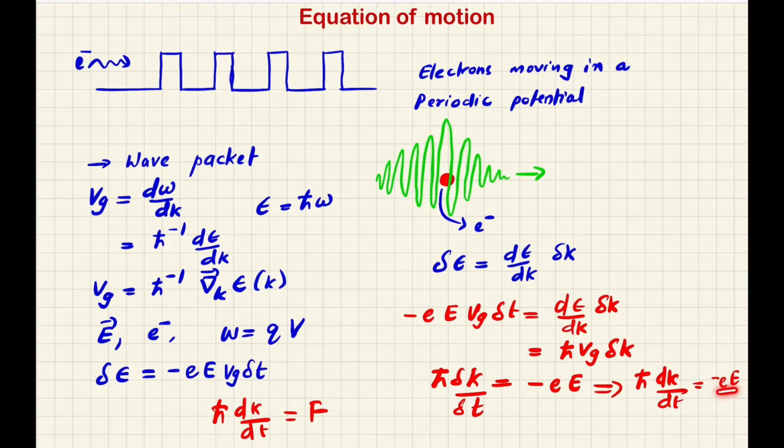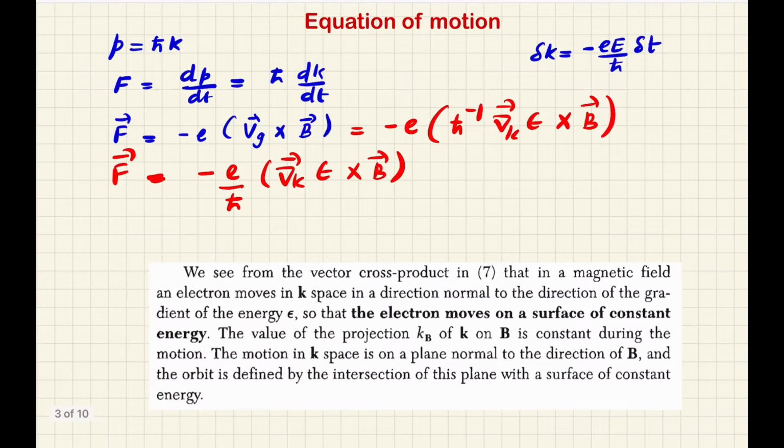So you can write h cross dk by dt as the force. What we have done so far is the force acting due to the electric field, but this is true in general, in the case of a crystal, and this is an important relation. It follows Newton's law. This force in general contains all the forces provided by the crystal as well as the electric field and the magnetic field, basically the Lorentz force.